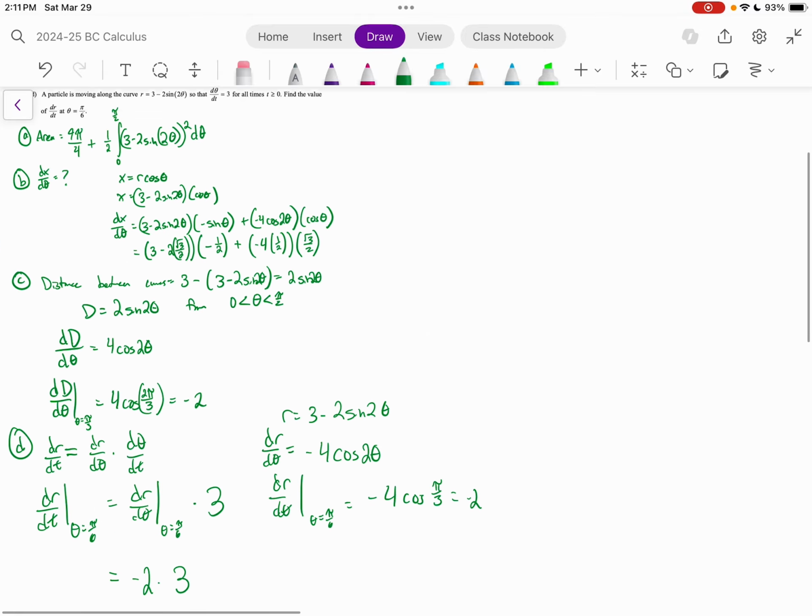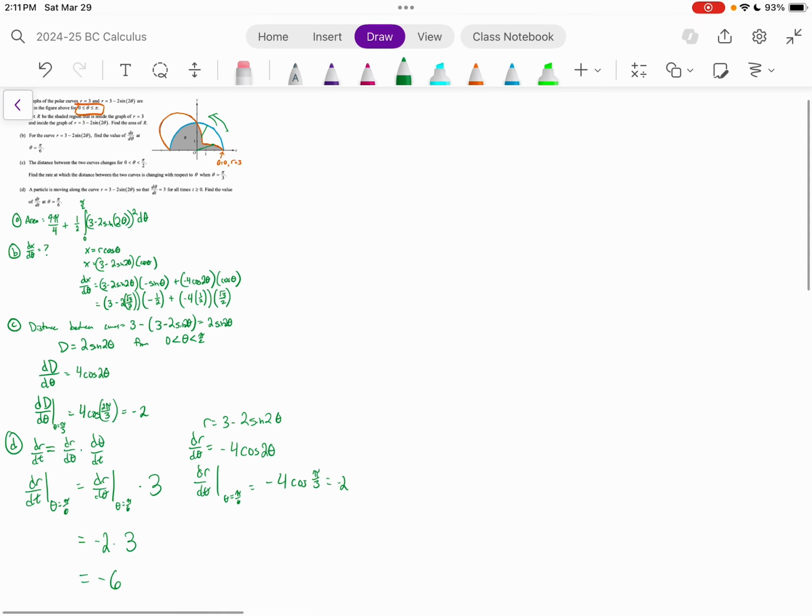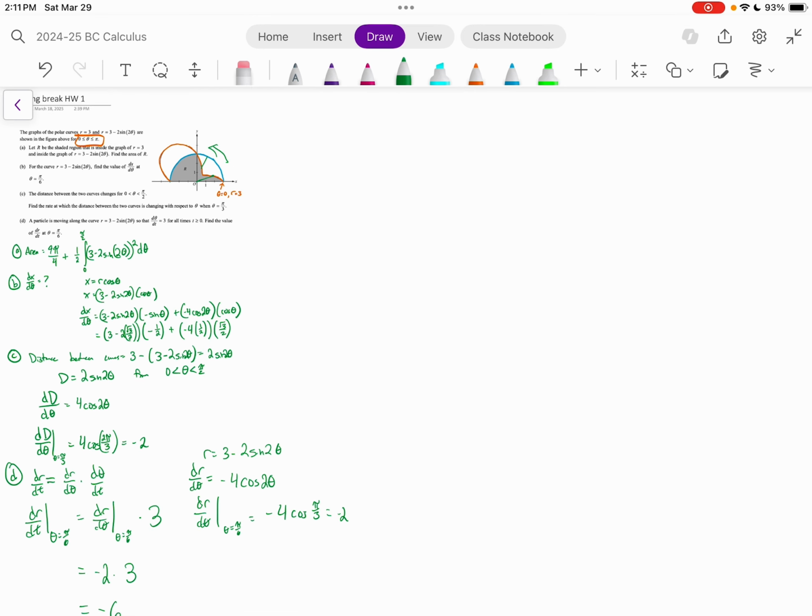All right, Google this one if you want to find the answers to those other parts. I think if you just literally start typing into Google the graphs of the polar curve r equals 3 and r equals 3 minus 2 sine 2θ, you will find this problem.